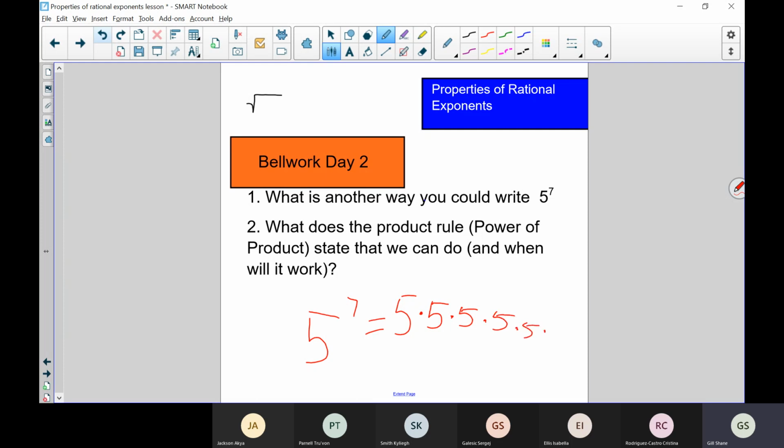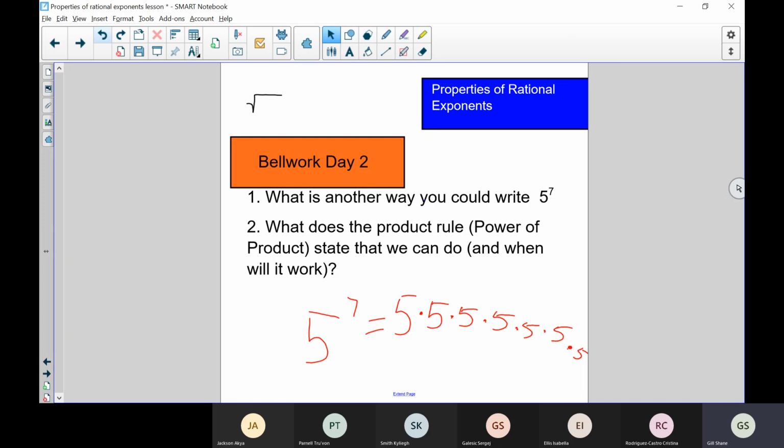So 1, 2, 3, 4, 5, 6, and then times 1 more. We have to multiply 5 times itself 7 times because the exponent is a 7. If it would have been a 3, we would have only multiplied it 3 times. If it would have been a 4, we would have multiplied it 4 times. So that's what that means mathematically. It's just a shorter version of saying 5 times 5 times 5 times 5 times 5 times 5. Kind of like addition and multiplication are tied. Instead of adding a number over and over and over again, we can just multiply.